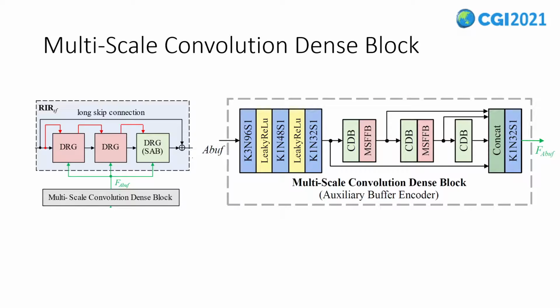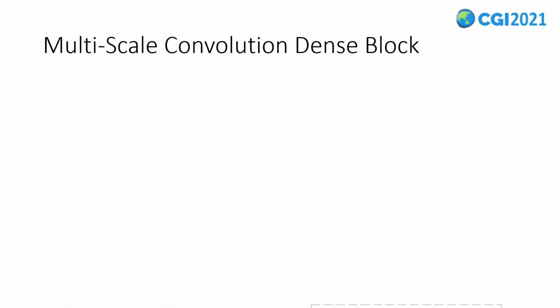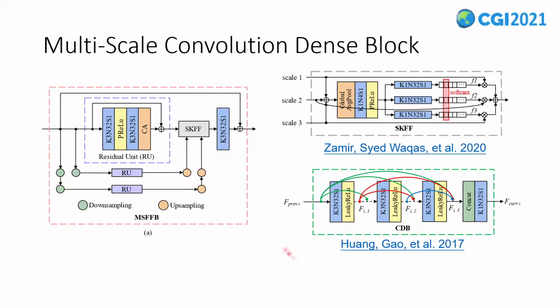Our auxiliary features are generated by the multi-scale convolution dense block. It first stacks 3 convolution layers to extract shadow features. Then we use the convolution dense block, shown as CDB, and multi-scale feature fusion block, shown as MSFFB, to further extract deep features. The convolution dense blocks are designed in the well-known DenseNet style.